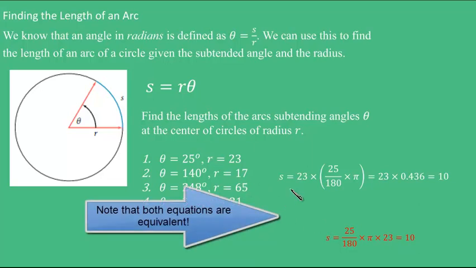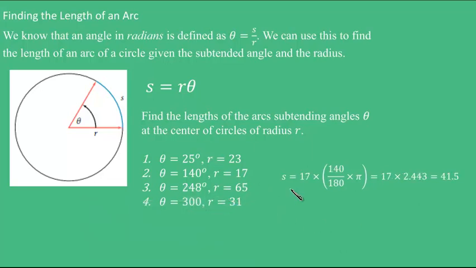So the rest we'll just substitute into the formula. In this case, it's 17 times the angle in radians, so that's 140 out of 180. So it's still less than half a rotation, and times pi, and we get this. And then it's 65 in this case times the angle in radians, which is 240 over 180. So now it's more than half a rotation, but not yet a complete rotation, and we get 4.328 radians. So 65 times this gives us this as the length of the arc.